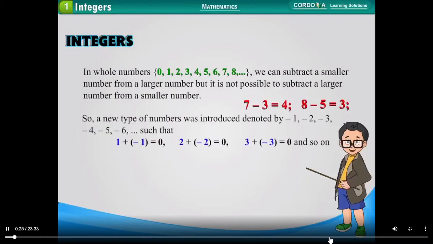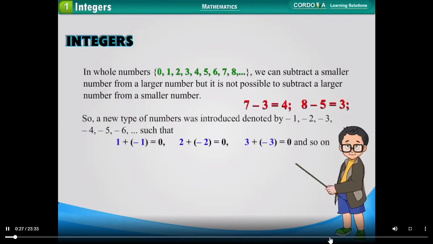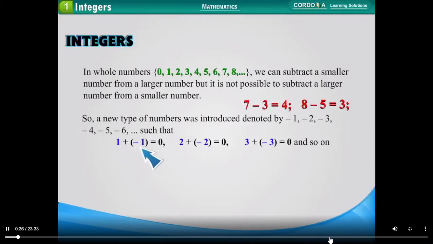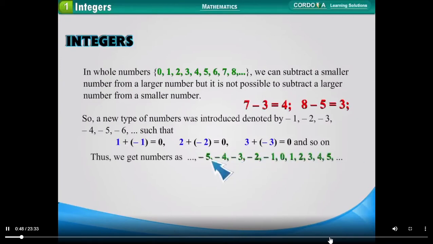So a new type of numbers was introduced, denoted by -1, -2, -3, -4, -5, -6, such that 1 plus -1 is equal to 0, 2 plus -2 is equal to 0, 3 plus -3 is equal to 0, and so on. Thus we get numbers as -5, -4, -3, -2, -1, 0, 1, 2, 3, 4, 5. These numbers are called integers.